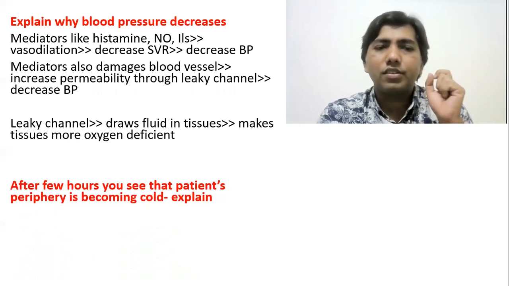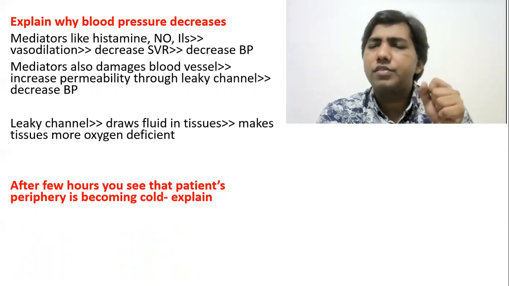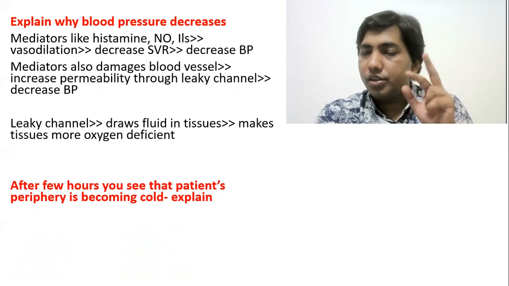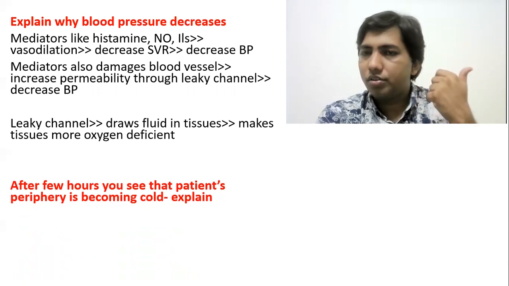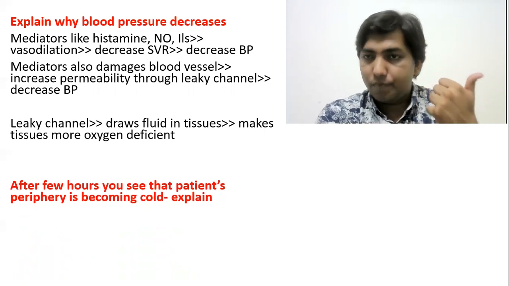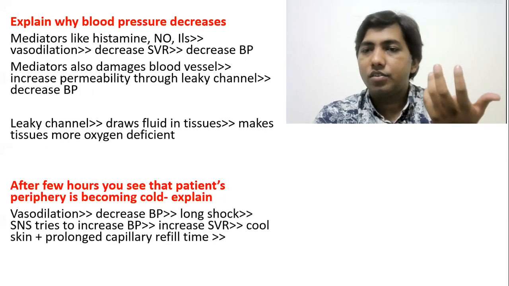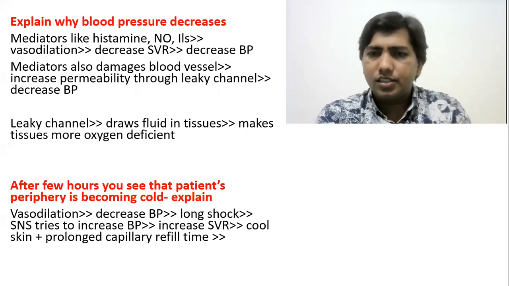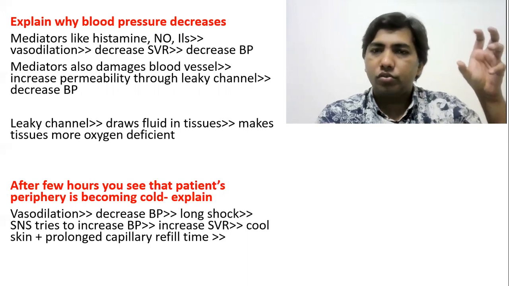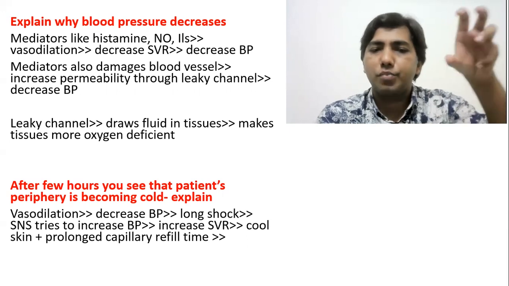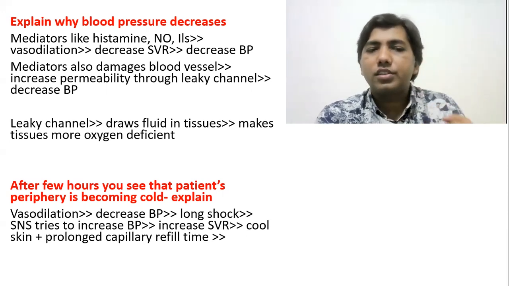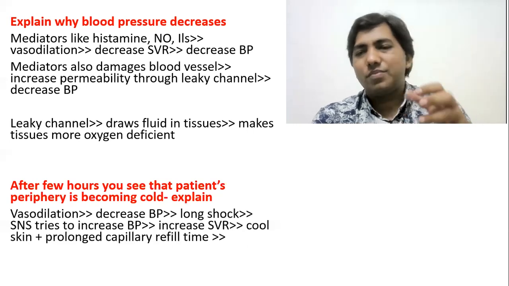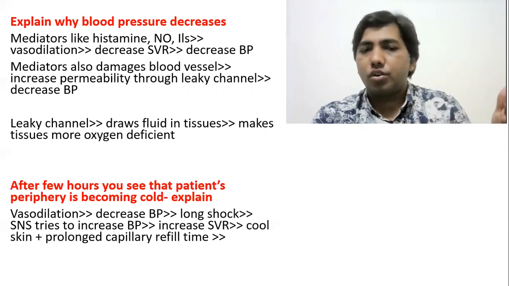Your teacher may also ask in a question that after few hours of resuscitation, you see that the patient's periphery is becoming cold. You all know septic shock has two types, warm shock and cold shock. Early warm shock or hyperdynamic shock, and late cold shock, and that is the worst thing. If a septic shock patient goes cool, that means the patient is dying. Why does that occur? It occurs by the above mechanism. The vasodilation, blood pressure decreases. If the period of shock is long, the sympathetic nervous system gets activated. This tries to increase blood pressure, that increases SVR, and this cools the skin and also prolongs the capillary refill time. That's why the patient has cold periphery, and also that patient goes to an undesirable phase of shock.